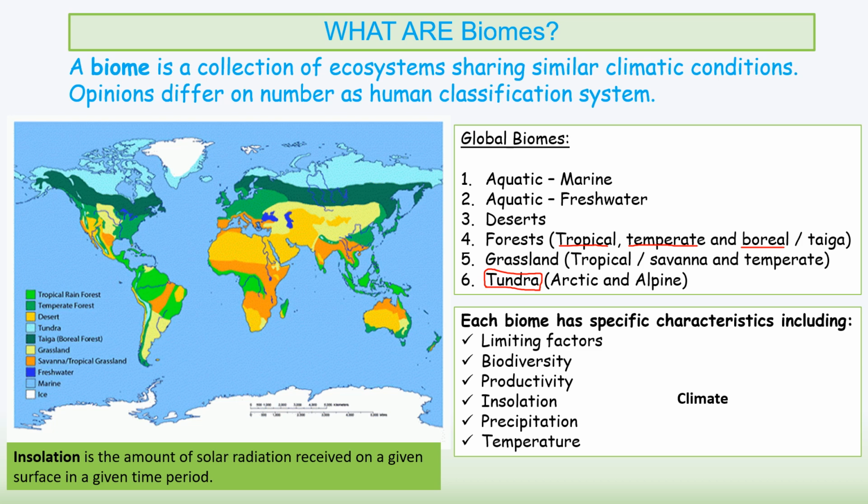It might be that it has low biodiversity or high biodiversity, productivity, how quickly the plants grow, and then insolation, which is a term you need to understand even though we don't use it that much, which is the amount of solar radiation given on a surface. So places near the equator have the highest levels of insolation around the world because that's where most of the sun shines. Precipitation, obviously how much it rains, and temperature.